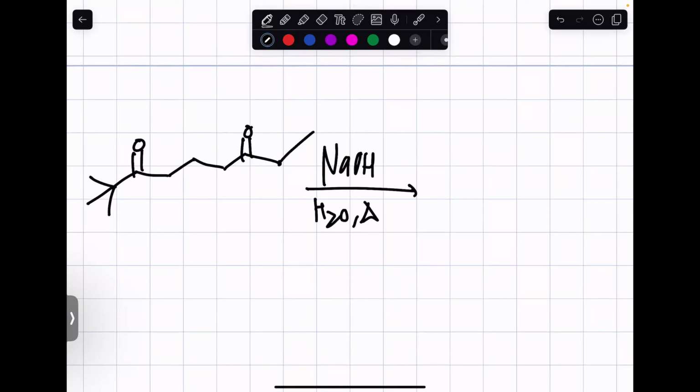I'll have you try this one. The star is right next to the carbonyl, on the right. It's not on the left, because what's the problem here? If you make that the star and make this the dot, what's the problem that you figured out?